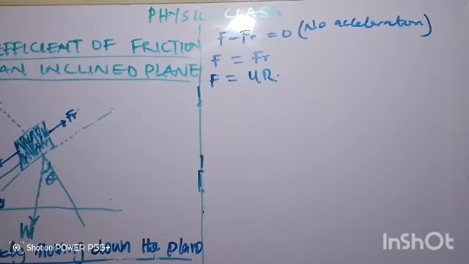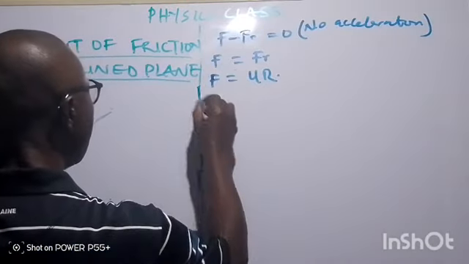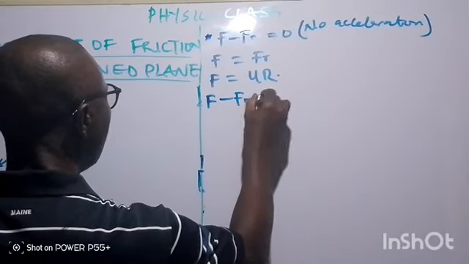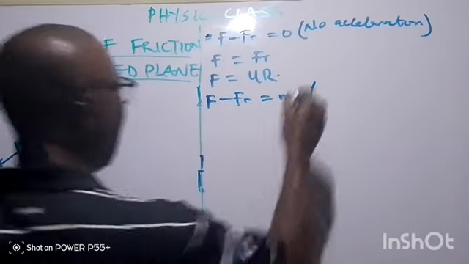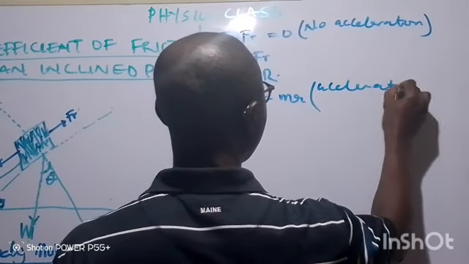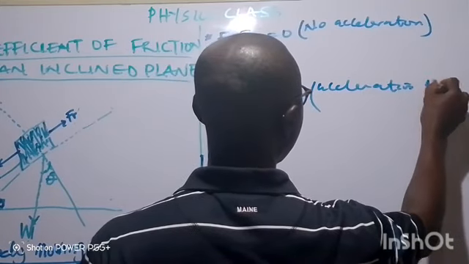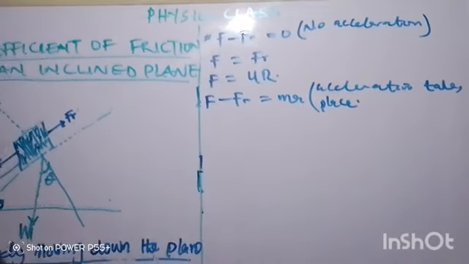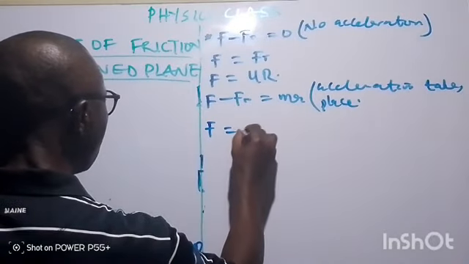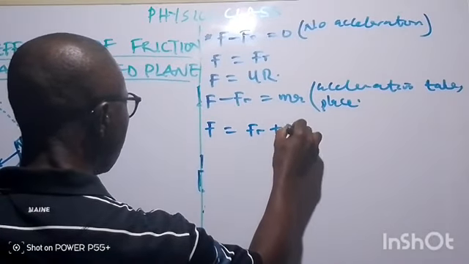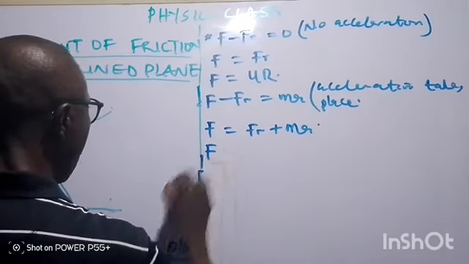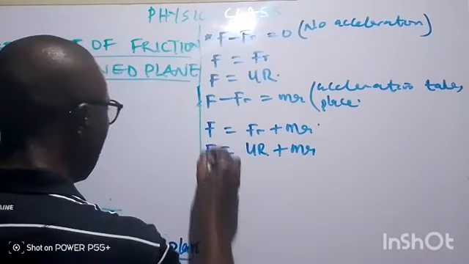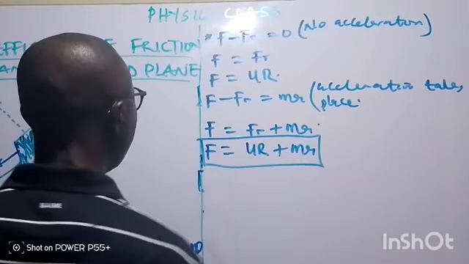Again, if there is acceleration, the same formula, F minus Fr will be equal to ma. Then acceleration takes place. Then we are going to have F will be equal to Fr plus ma, and we are going to have F will be equal to mu R plus ma. That is when the body is sliding down the plane.